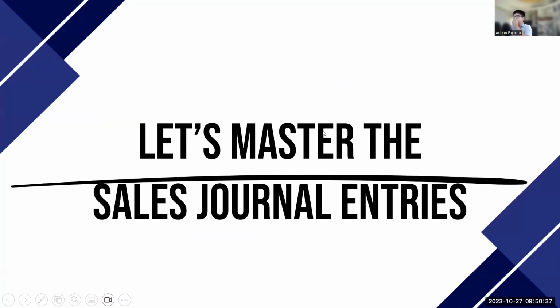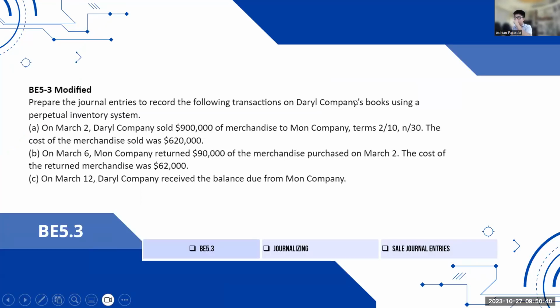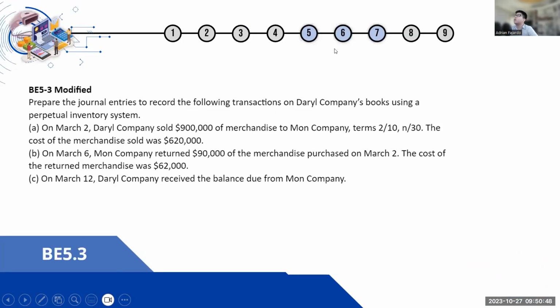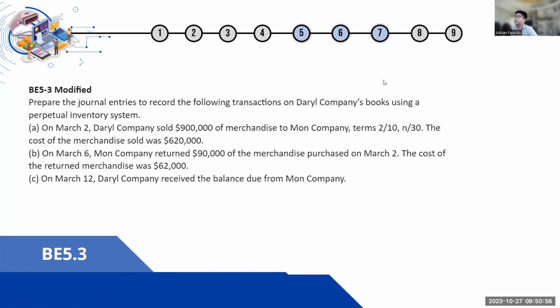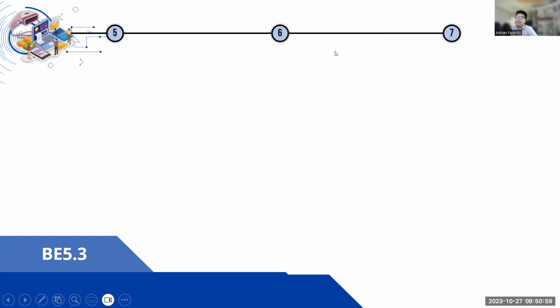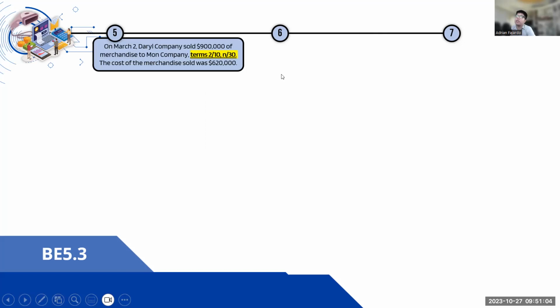Next step would be our sales journal entries. So we have Daryl Company na meron siyang 3 scenarios na nangyari sa kanya. So if you look at the accounting cycle, this is the sales cycle. It's referring to journal entries 5, 6, and 7. So let's look. Again, Daryl Company is a perpetual company. So journal entry 5, on March 2, nag-sell ka around ng 900,000 worth of merchandise. The cost of the merchandise sold was 620,000.